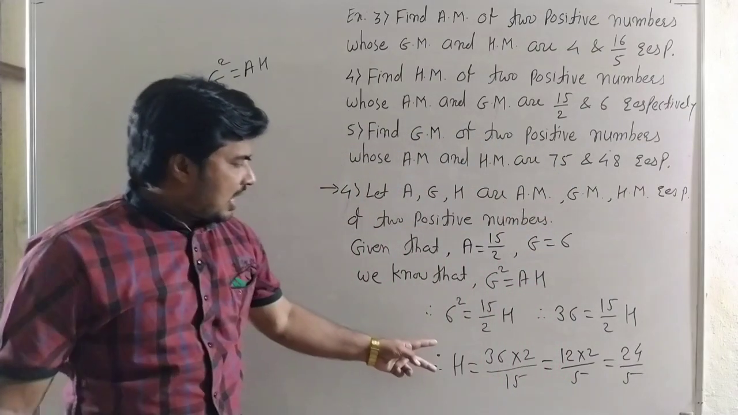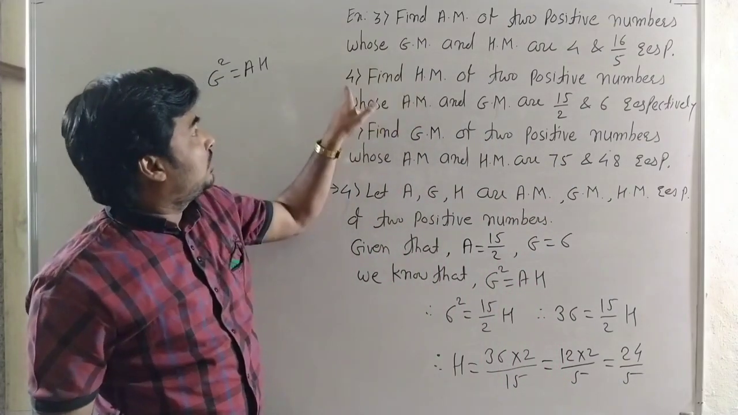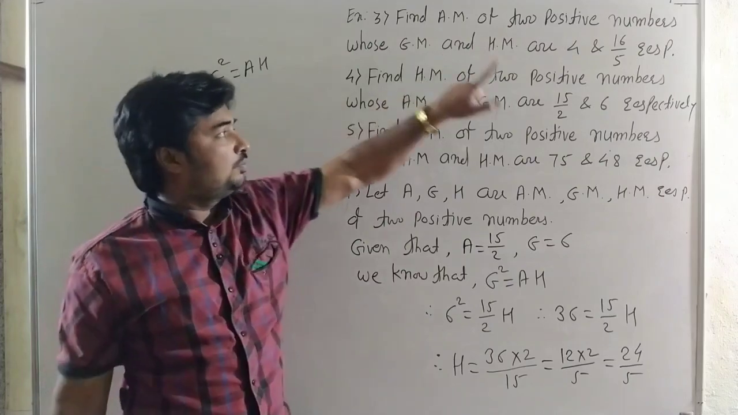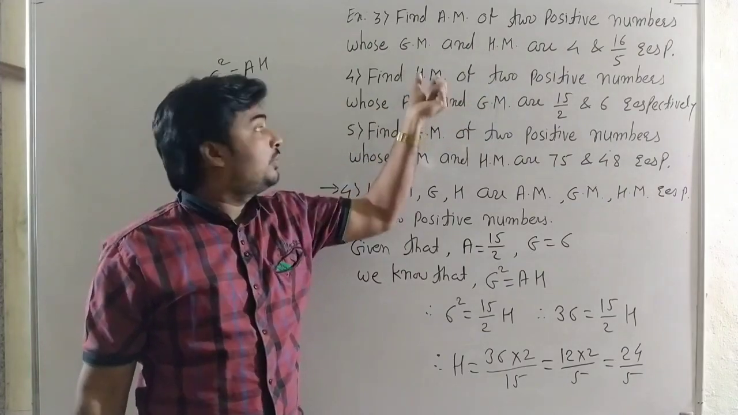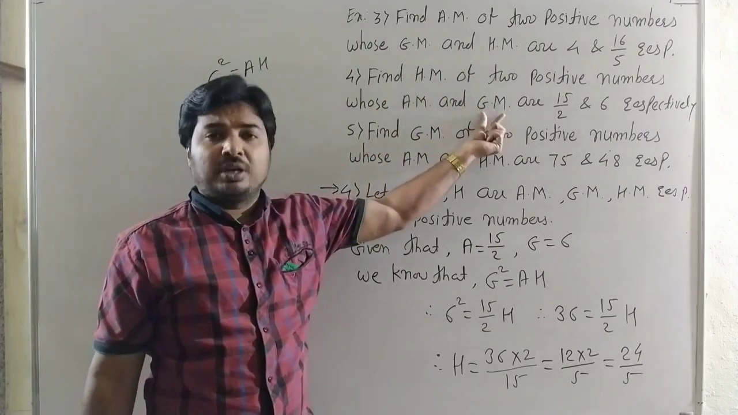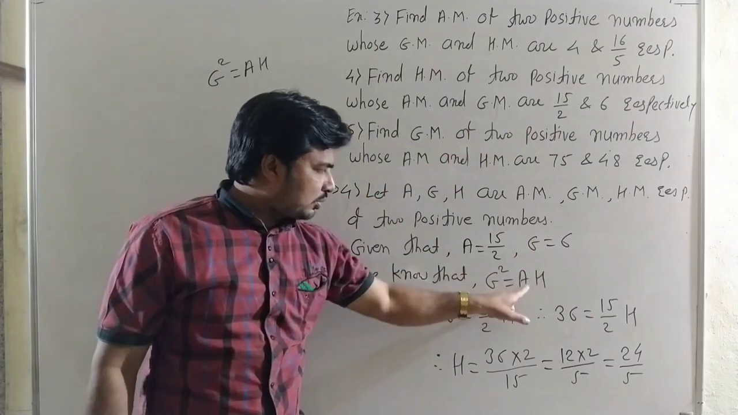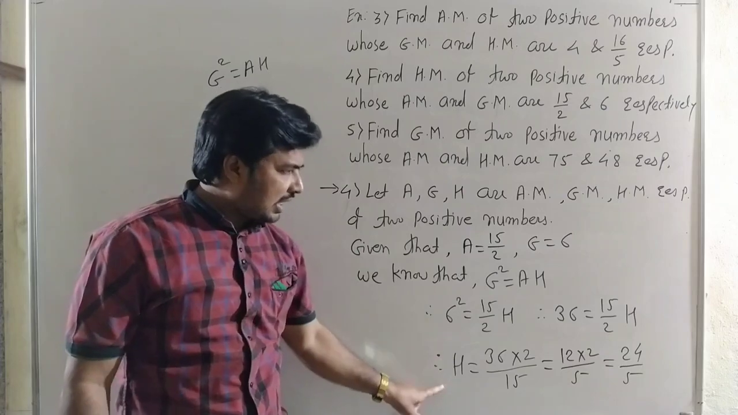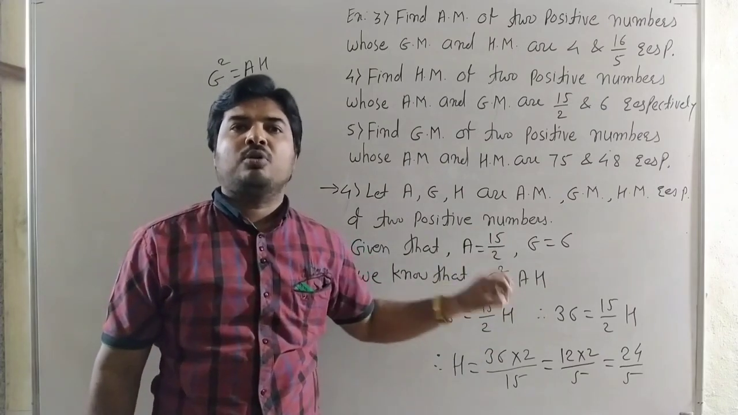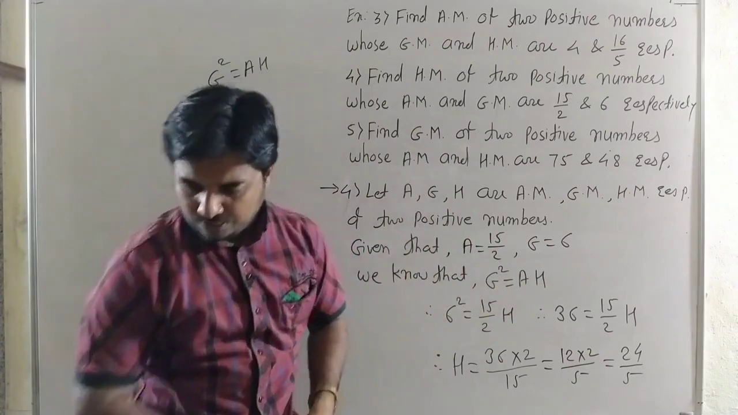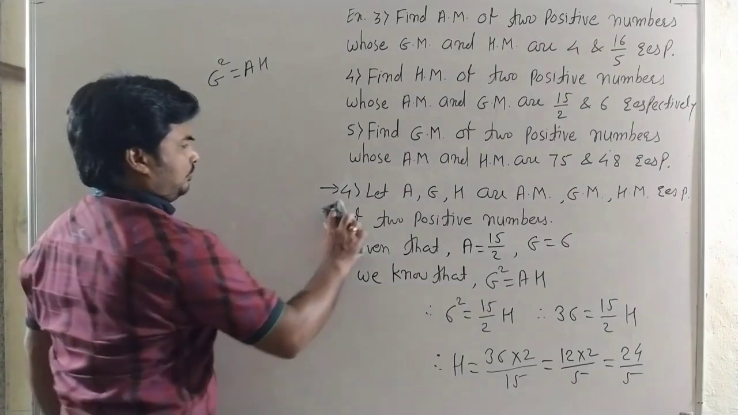It is the harmonic mean. In the fourth question, the harmonic mean. Find the harmonic mean when given arithmetic mean and geometric mean. Here given the arithmetic mean and geometric mean, by using this formula we take the calculation, and the harmonic mean is 24 upon 5. It is the harmonic mean. Now the last example.